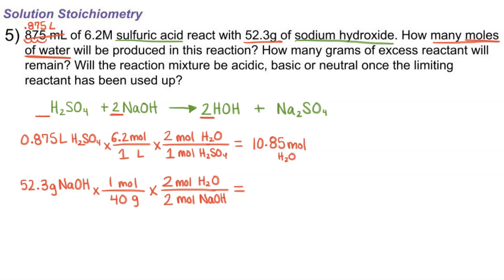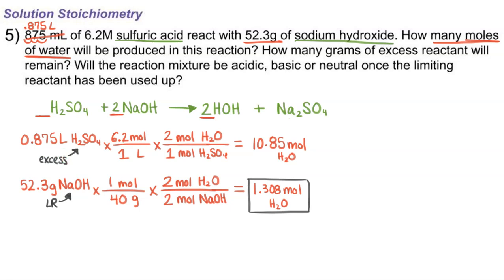And then for the sodium hydroxide, if I multiply that all out, I get 1.308 moles of H2O. And so the amount from the sodium hydroxide is definitely going to be our theoretical yield, because this is far less than the amount of water produced from the sulfuric acid. So our limiting reactant is going to be our sodium hydroxide, meaning that all of the NaOH gets used up, and our excess reactant is going to be the acid.